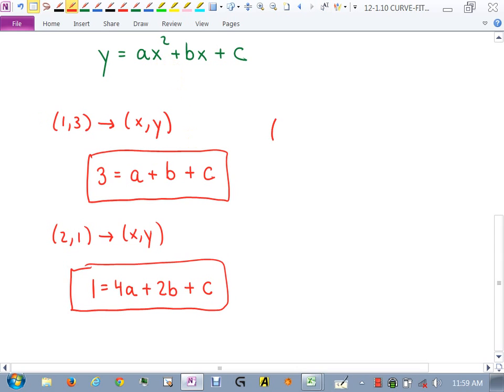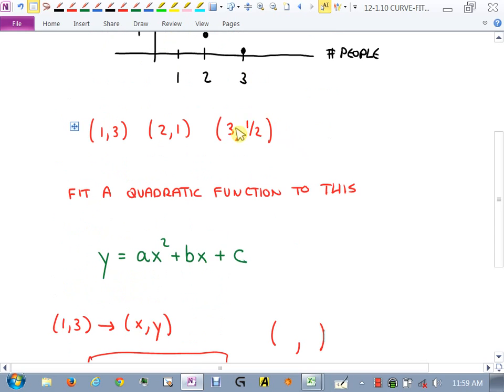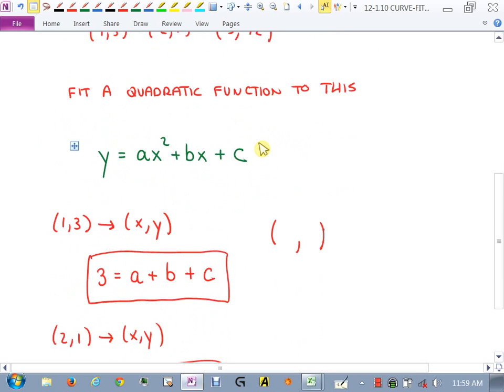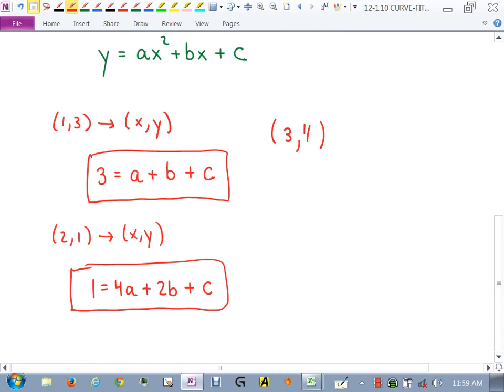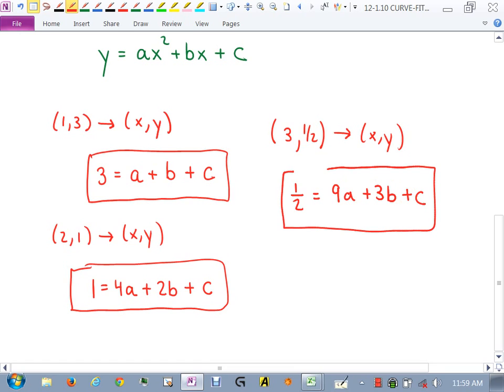What about the last one? What are we going to plug in for x? We're going to plug in 3 for x and 1/2 for y. So that means what should y be? 1/2. So 1/2 should equal 9a plus 3b plus c. There's my third equation.